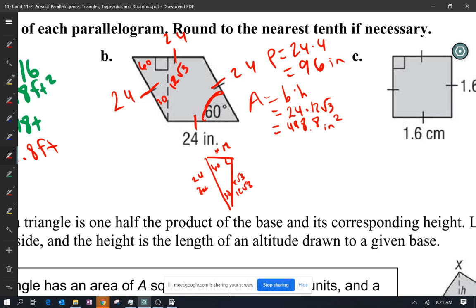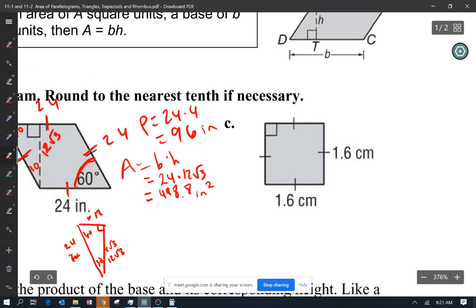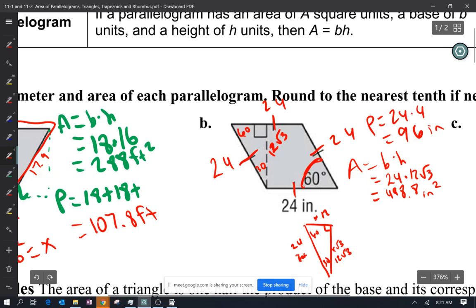All right. So parallelograms is just base times height. Okay. Not a big deal. I'm not even going to do the square. This square here, you would just multiply this times this to get the area, and then just add up the sides to get the perimeter. Waste of time, really.